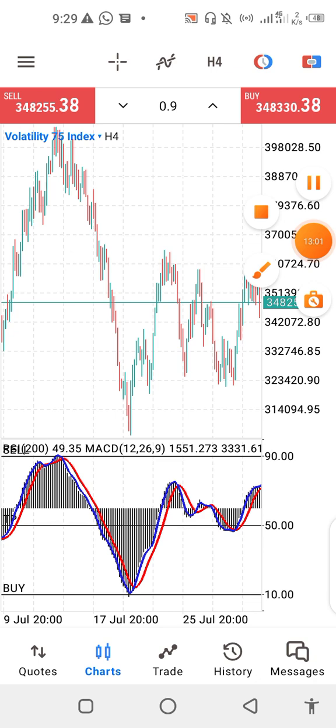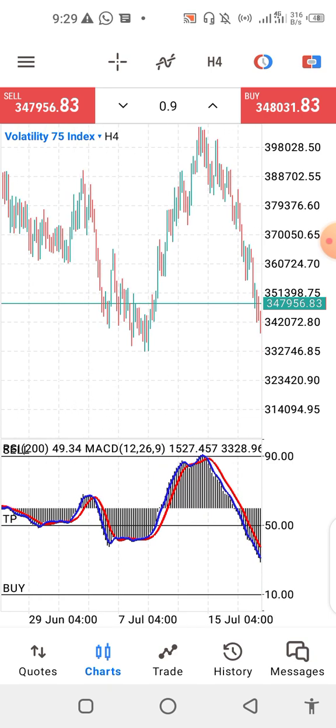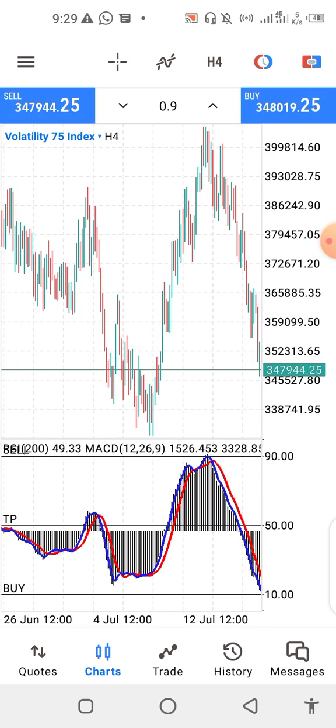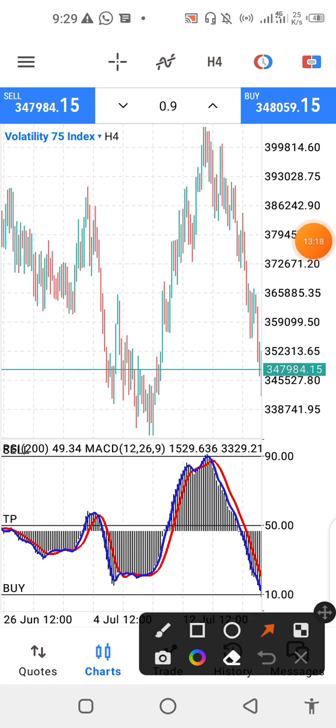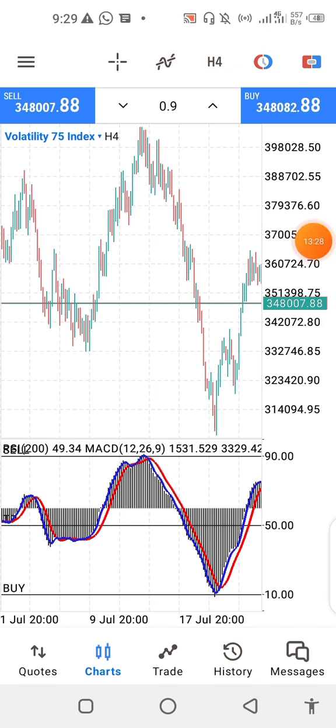We have the 10 here. Forget about the 50 and also the 90 here, right? The moment this moving something, look at this moving something, the moment this guy touches 90, it means you should sell. It means you should do what? Sell.